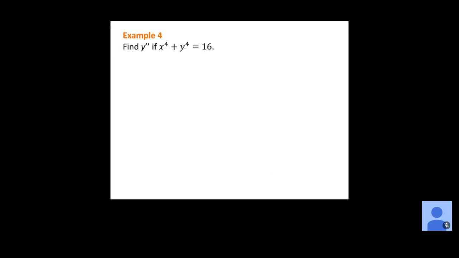So use implicit. If we go through each term here, x to the 4th, what's that derivative going to give us? Four x cubed. Good. So first term here, we get 4x cubed plus, what about the derivative of y to the 4th?